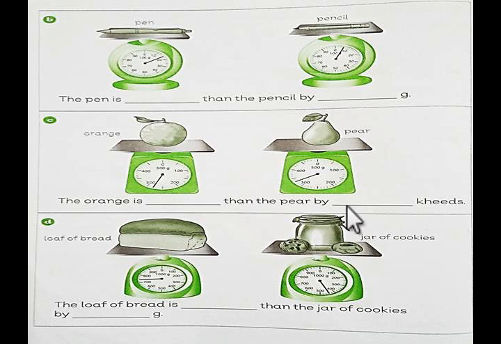Okay, then D, loaf of bread and jar of cookies. Okay, the loaf of bread is what, heavier or lighter than the jar of cookies? Is it heavier or lighter? Then by how many grams? Write your answer there. Did you get it? Okay, good job. The next.